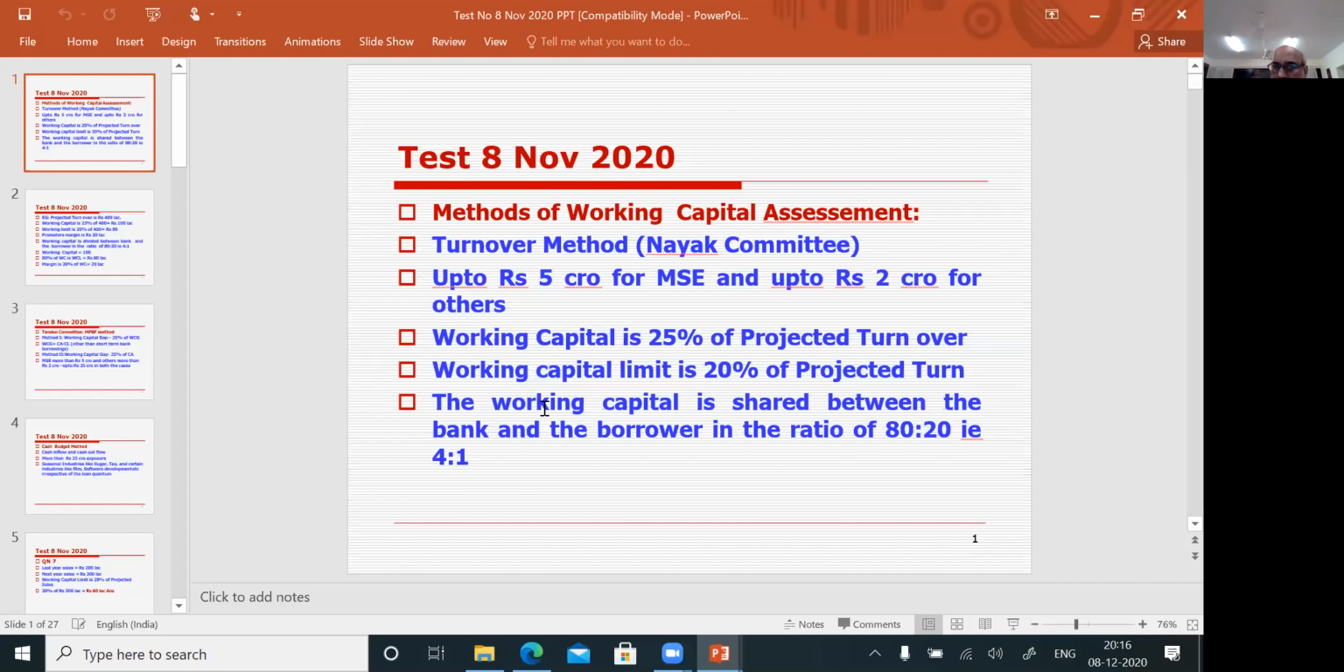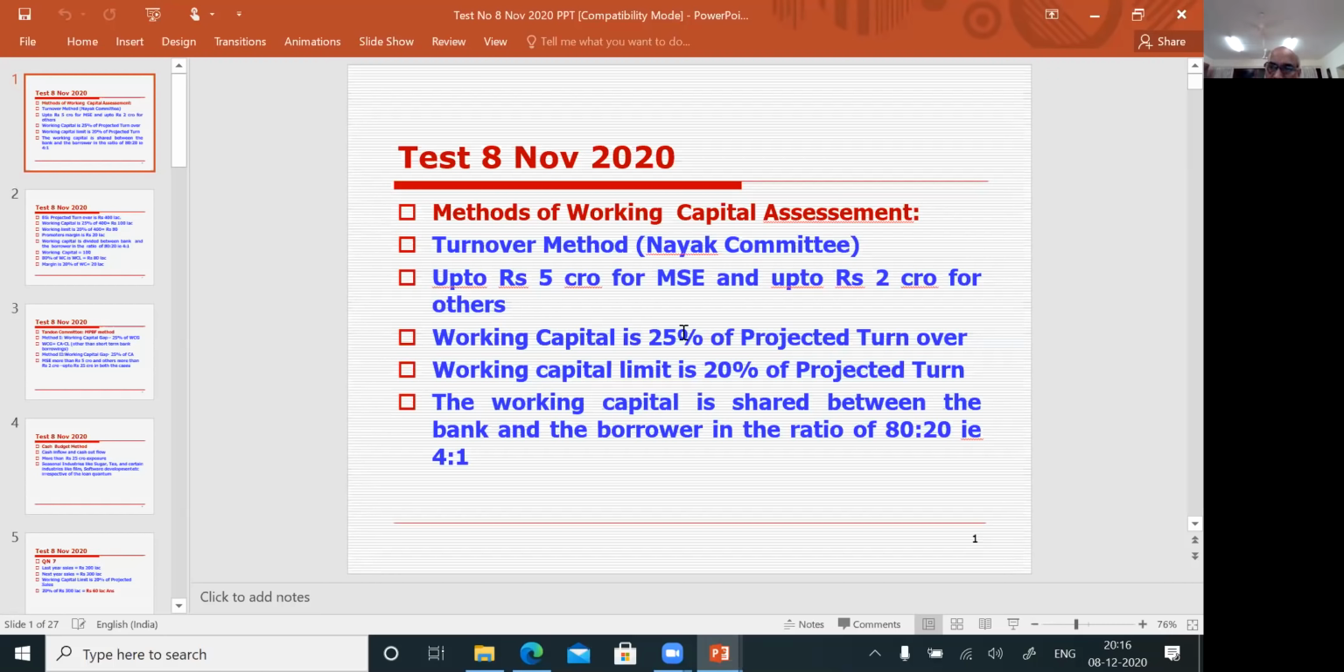As per the turnover method, keep in mind that there is a difference between working capital and working capital limit. The working capital limit is the limit you will give. So total working capital you will assess, out of which you will give one portion as the loan and the balance portion will be brought as the margin by the borrower. First, you will assess the working capital requirement. Out of the working capital, a portion will be given as the loan, which is called working capital limit, and the balance will be brought in by the borrower in the form of margin. That is promoter's contribution.